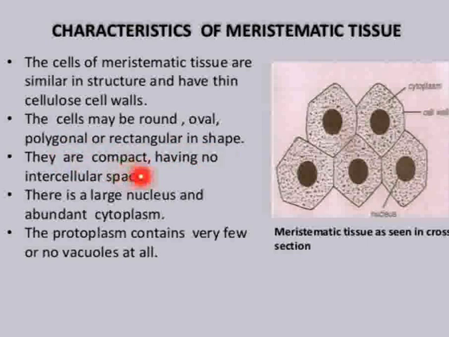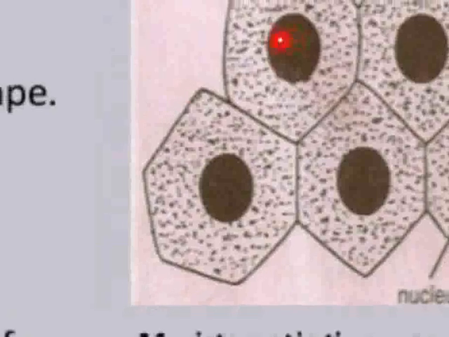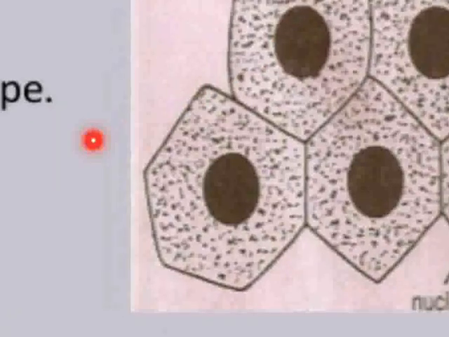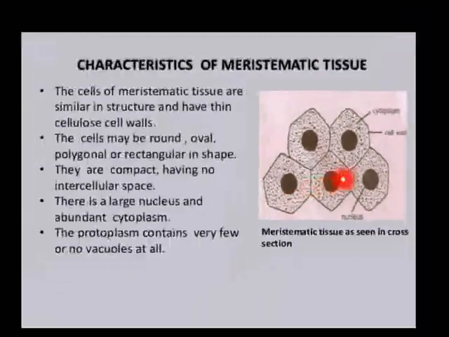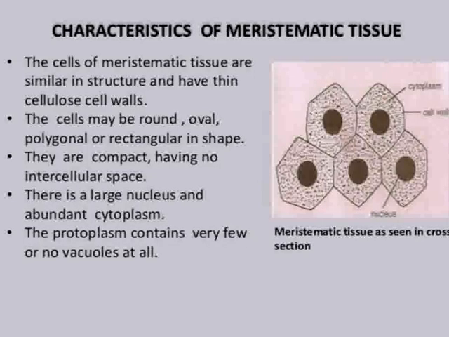They are compact and they do not have intercellular spaces. What is intercellular space? As you can see, the cells are closely fixed to each other. They do not have any space between the cells, and that space between the cells is called intercellular space, and that space is totally absent in the meristematic tissues.